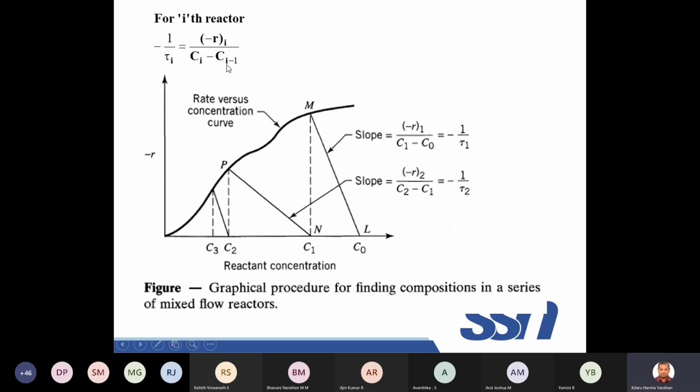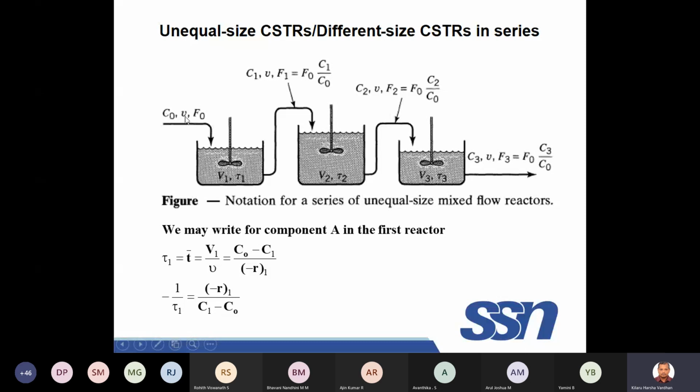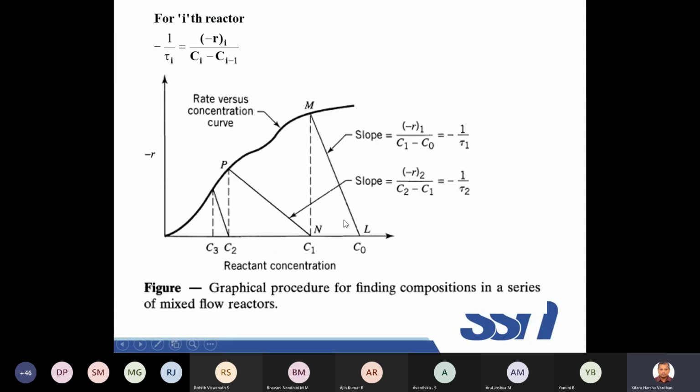But this intermediate concentration, we don't know how to calculate that. That is what you are showing here. We know C naught, because the initial concentration of the reactant we know. So you have that point on this particular curve, with a slope of minus 1 by tau 1, a negative slope. With that negative slope, you cut this rate curve. How are you getting this rate curve?